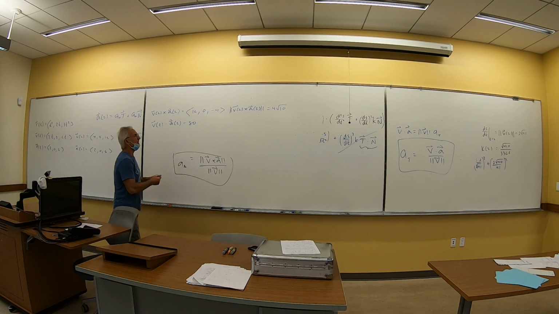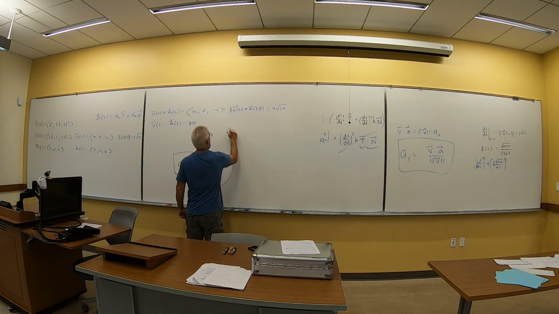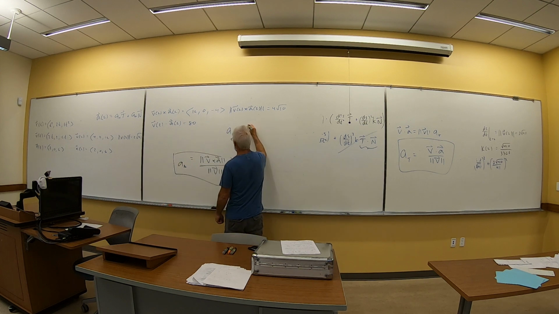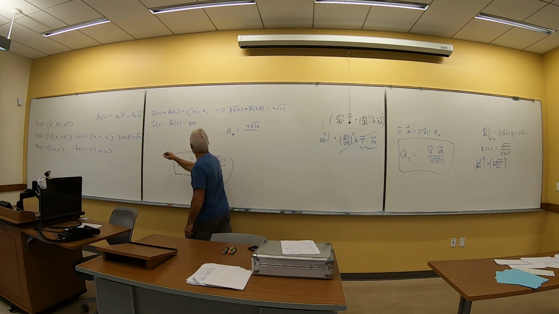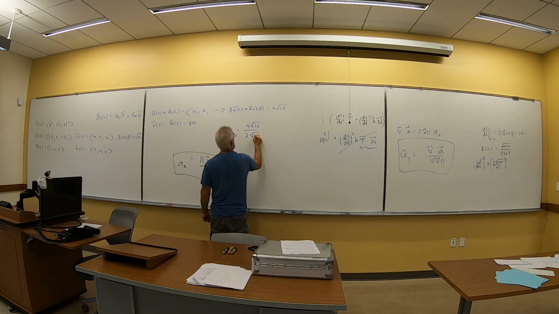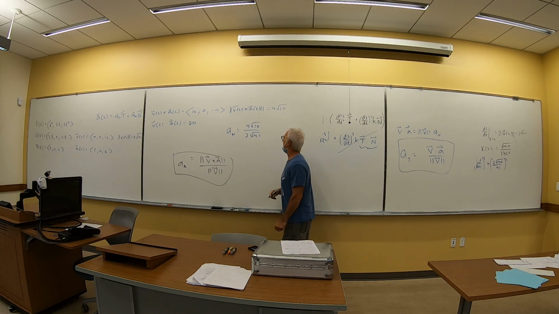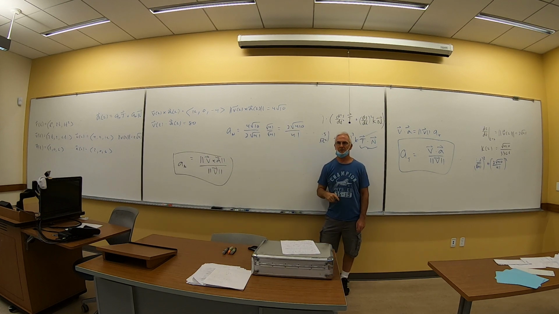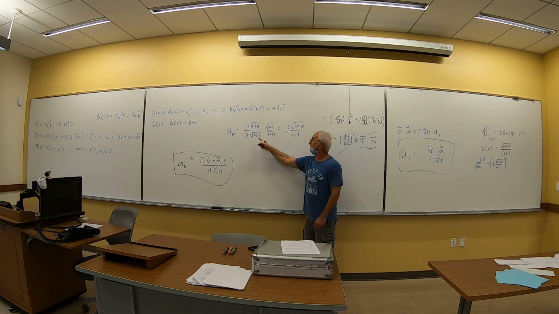That's better. So now, according to this, what's AN? It's this on top, and this on the bottom. Where is this? This is here. Does that look like what we had before? Yeah, because if I multiply top and bottom by root 41, what do I get? I get 2 root 410 over 41. And that's what we got before, isn't it?